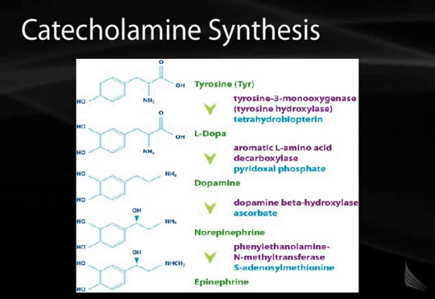So here is a catecholinergic synapse. Again, we've got three different catecholamines that are of importance: norepinephrine, dopamine, and epinephrine. Norepinephrine primarily is found within the autonomic nervous system. Dopamine is found in several regions of the brain, and epinephrine primarily is found in the adrenal medulla.